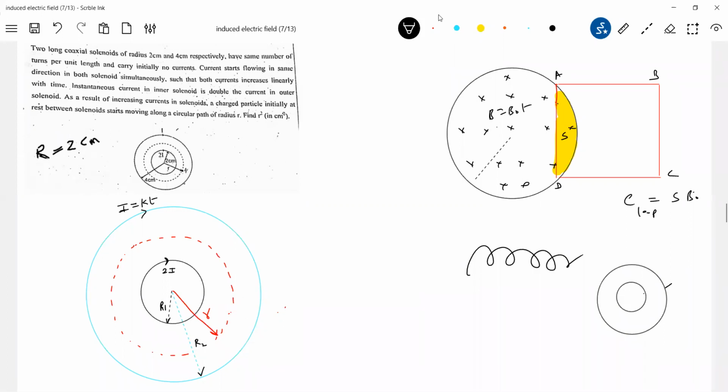I'll bring the charge exactly to this point. It'll be easy for us to show tangentially. This will be E bar. So how to calculate that E? E is what? The induced electric field.